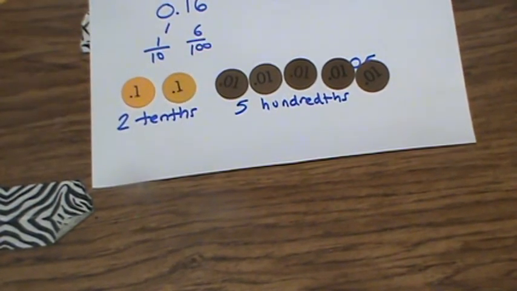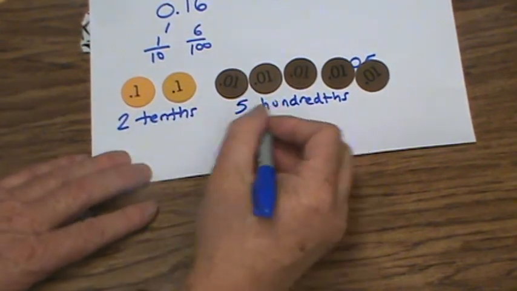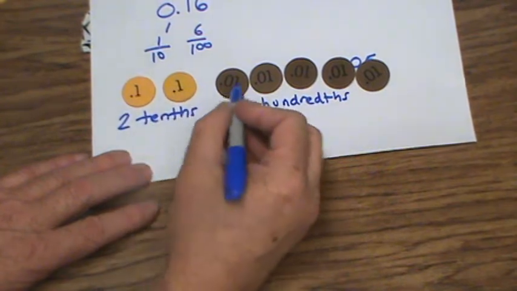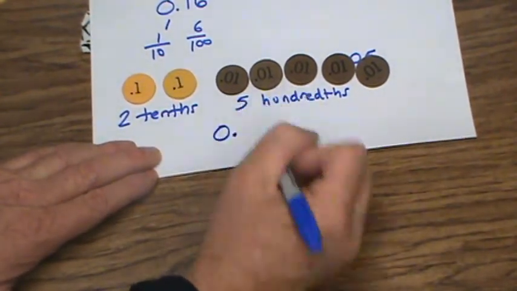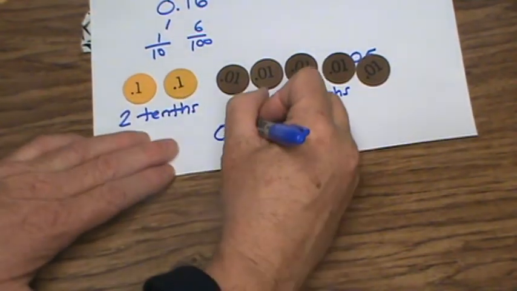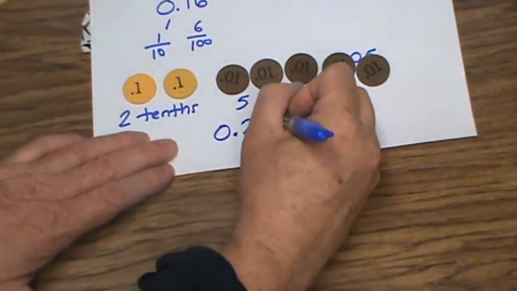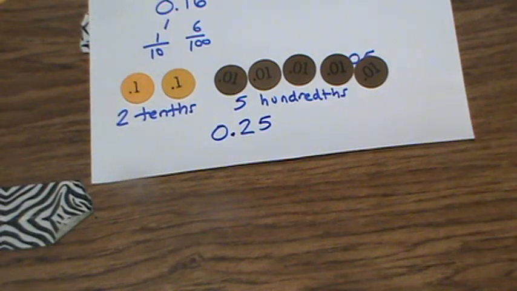So we have 2/10 and 5/100ths. Let's see how this will look in decimal form. It's less than 1, right? Anything right of the decimal point is less than 1. So we put our 0, our decimal point. How many tenths? 2. How many hundredths? 5. Okay, we're going to be doing our problem set in a moment.